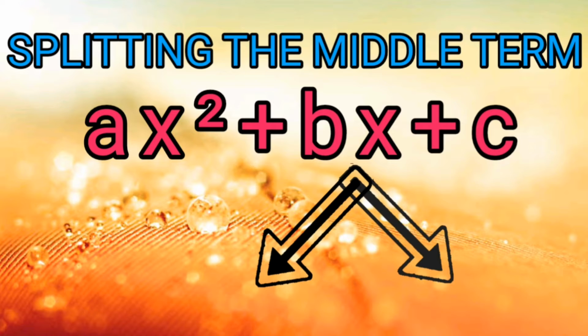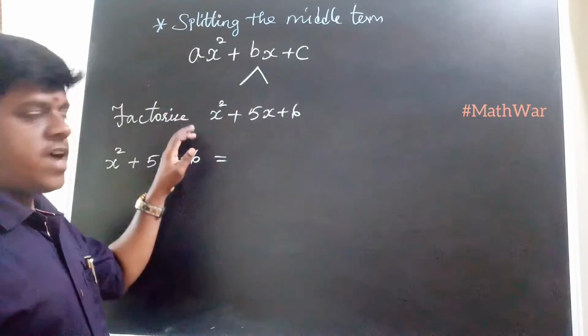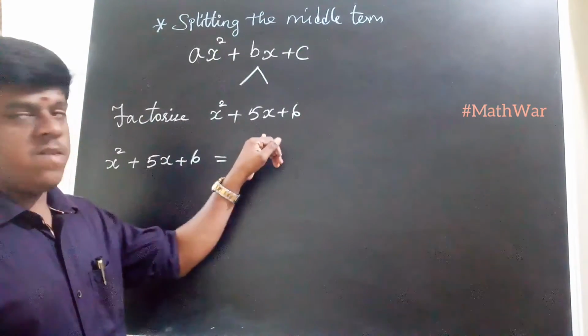In this video, we will learn how to factorize the trinomial of the form ax square plus bx plus c. We use the splitting the middle term method to factorize it. Question: factorize x square plus 5x plus 6.